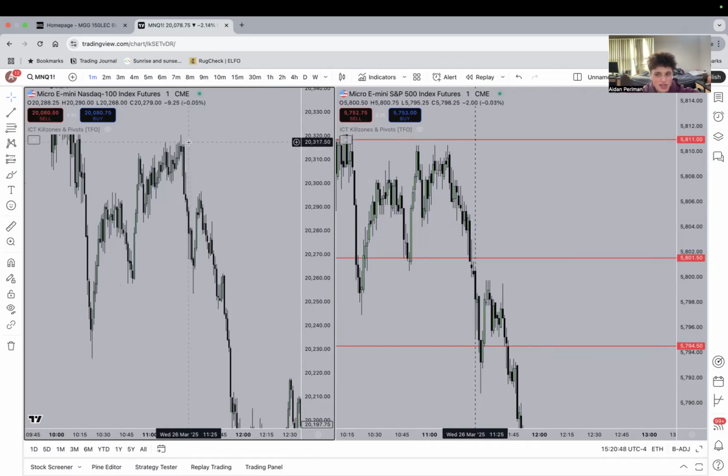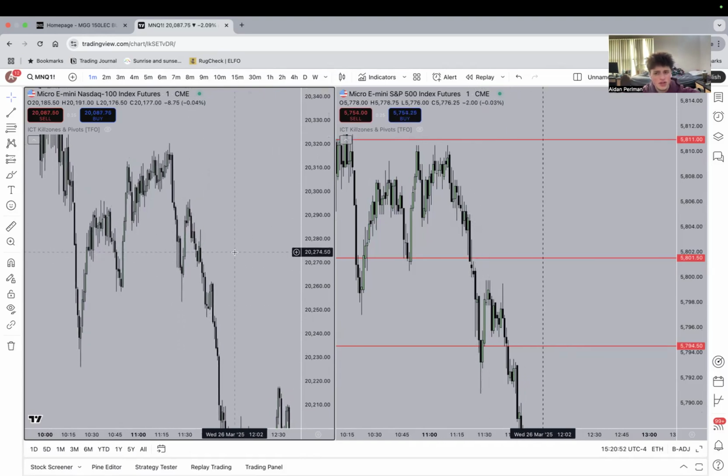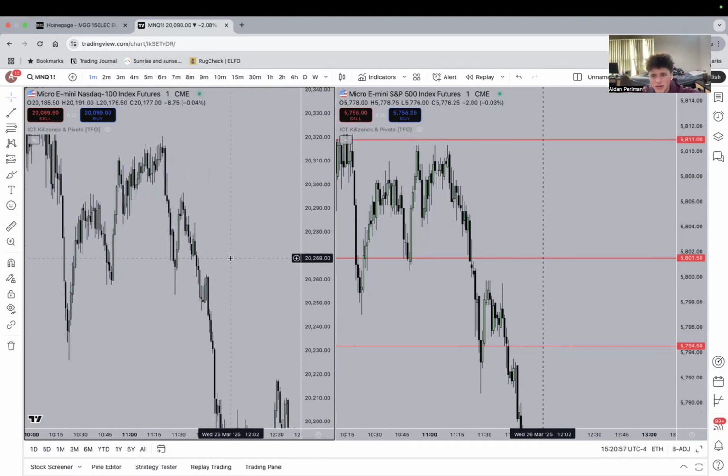So I oversized just a little bit, and I missed out on this whole entire move that I would have caught. It was like crazy RR too. It was like 5 RR, something like that. Which I should not have been taking in the first place. So it doesn't even matter if I won it because I don't deserve it in the first place.